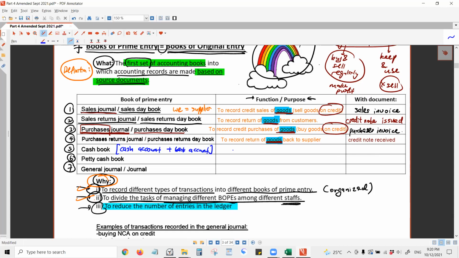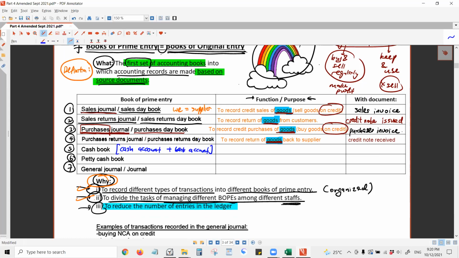You know cash account, right? You know bank account, right? You learn it in chapter 3 in my material. If you receive cash, you debit cash. If you receive check, you debit bank. If you pay with cash, you credit cash. If you pay with check, you credit bank, right? You must be familiar with this for now.